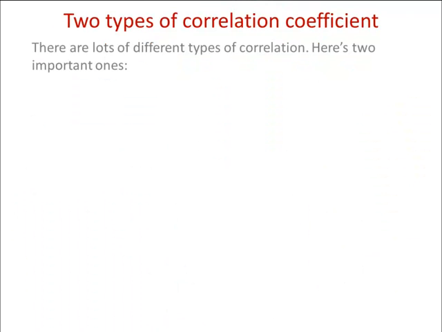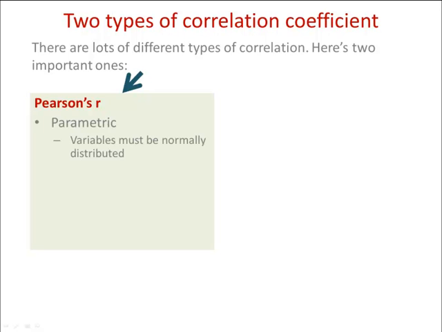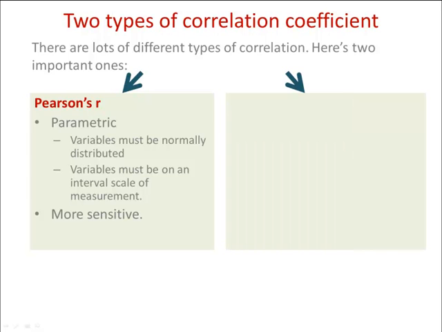Finally, there's loads and loads of different types of correlation you can get. In this course I'm going to talk about two. So first one, Pearson's r, the most common one. It's a parametric correlation, so that means it's analysing interval level data, and it requires a few assumptions, such as, for example, that the variables must be normally distributed, and it's very sensitive.